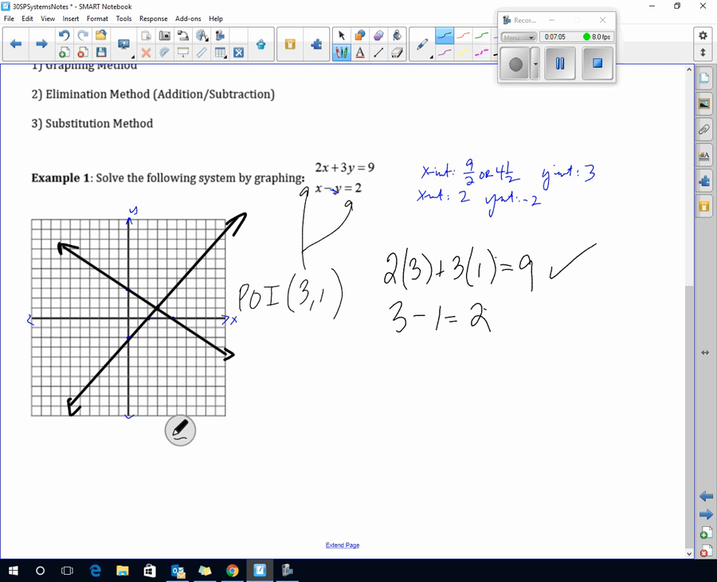Okay, so next one, it's kind of weird how the first equation is written.